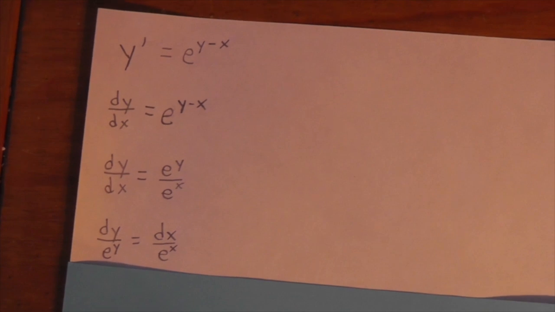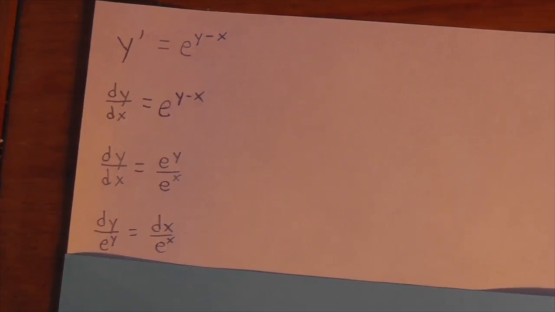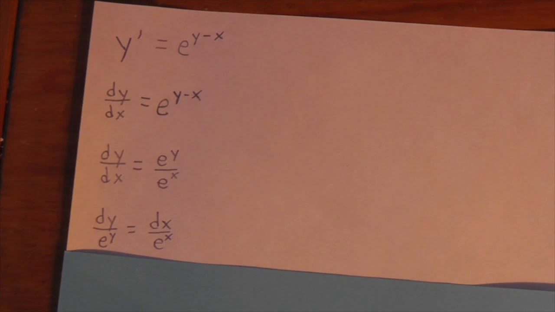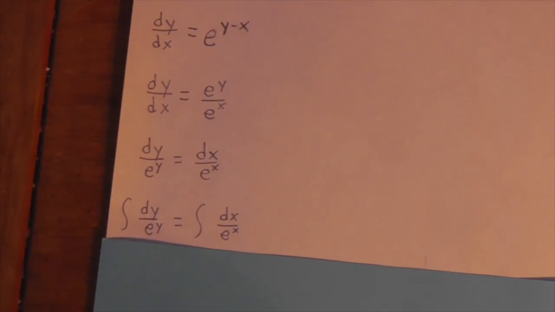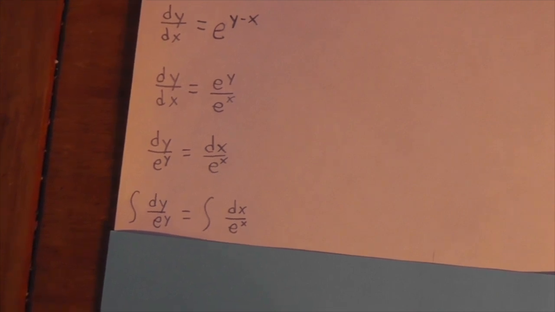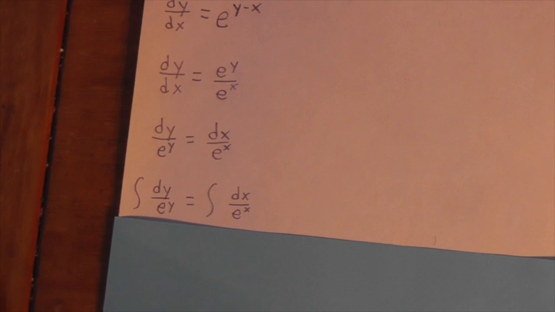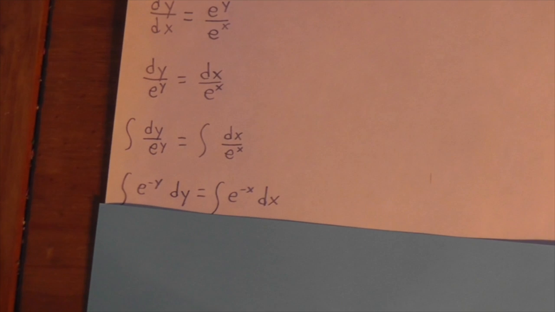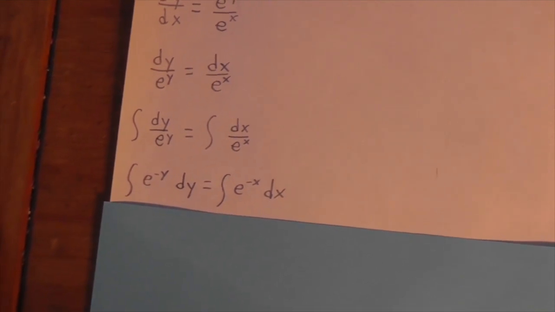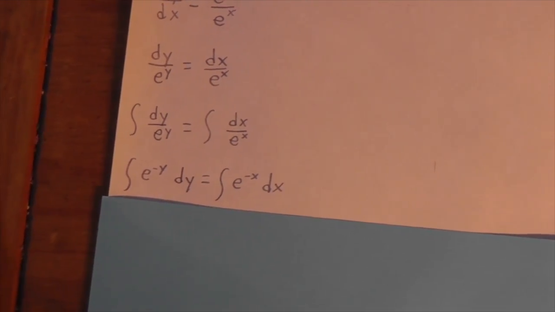In order to eliminate the dy and the dx in the equation, we can take the integral of each side of the equation. This is mathematically legal because we know that the two sides of the equation are equal to each other, so their antiderivatives must also be equal. We can rewrite the equation so that it's easier to integrate. Now we can integrate both sides of the equation.